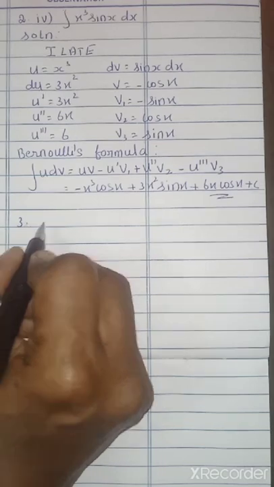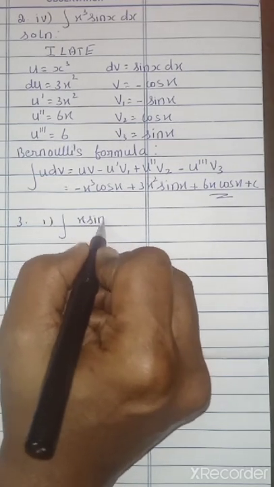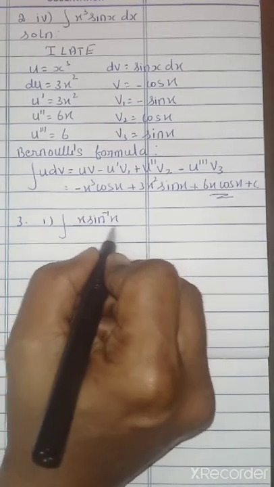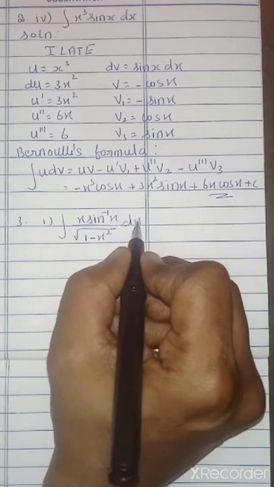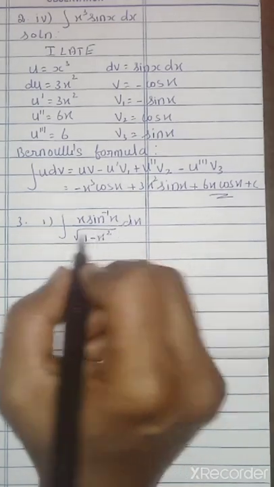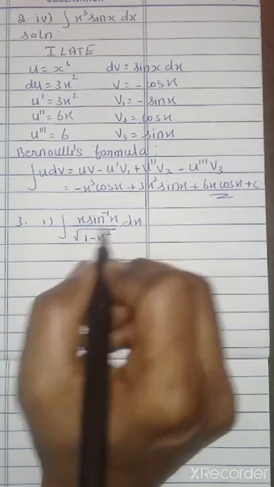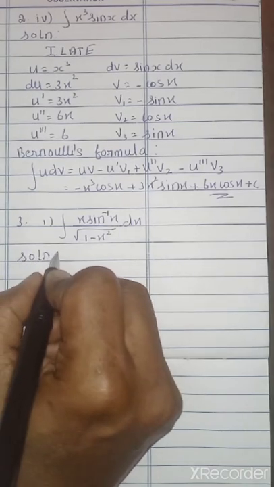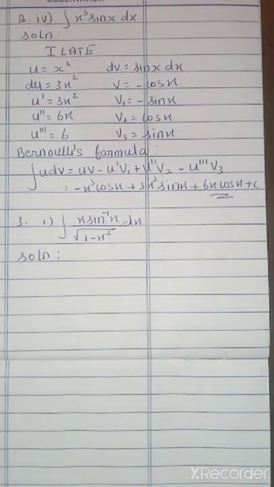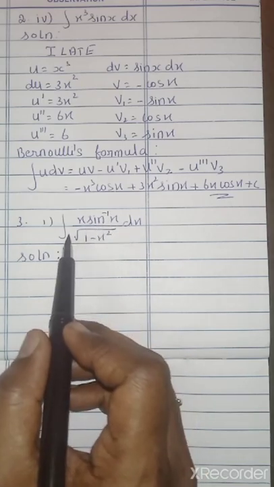Now take the third problem, first subdivision. Integral x sin inverse x by square root of 1 minus x square dx. Here, since it is sin inverse x and root of 1 minus x square, first you can use the substitution method, then you can use integration by parts.